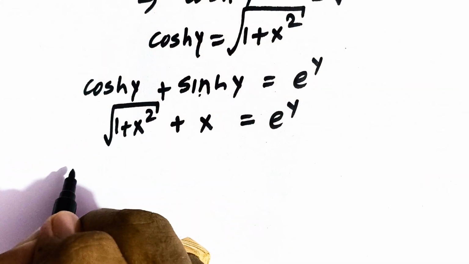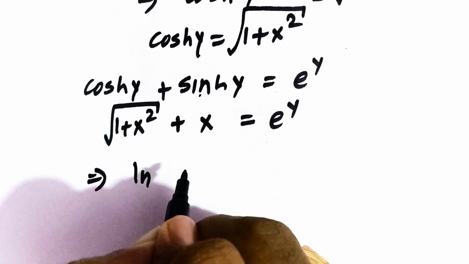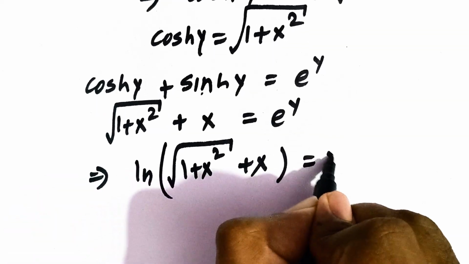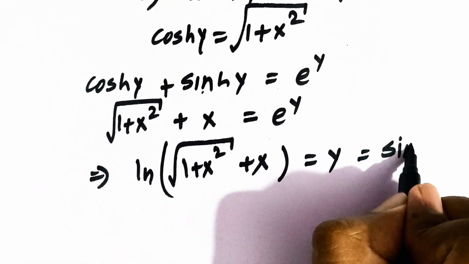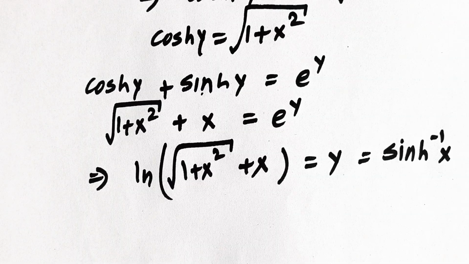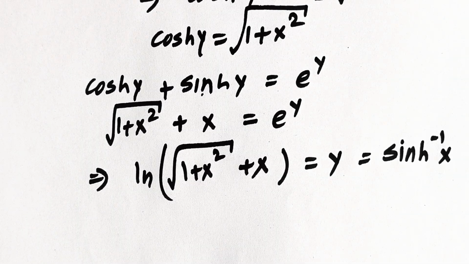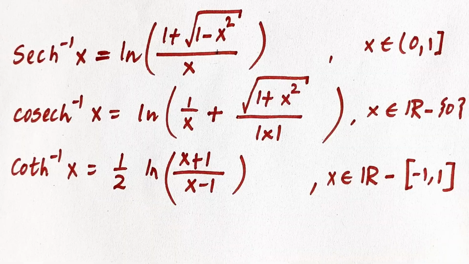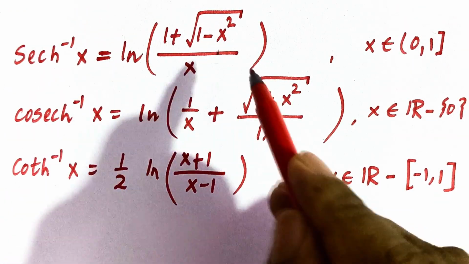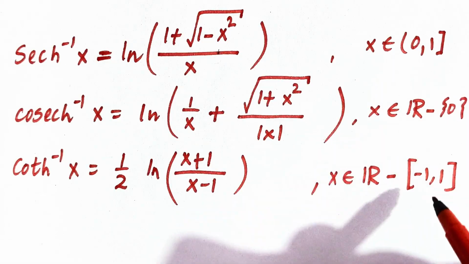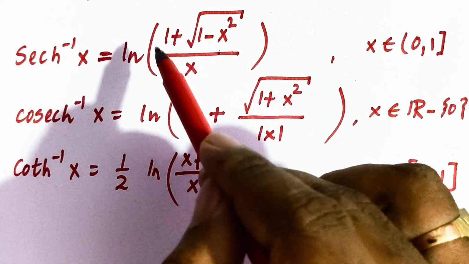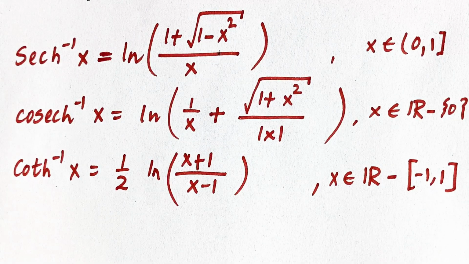Then taking the natural logarithm on both sides, we have ln of the square root of 1 plus x squared plus x equals y. y is our hyperbolic sine inverse. In this way also you can find the logarithmic equivalent of hyperbolic inverses. At last we have the other 3 hyperbolic inverses in their logarithmic equivalents. These are their domains. You can take this as an exercise and prove that indeed these are their logarithmic equivalents.